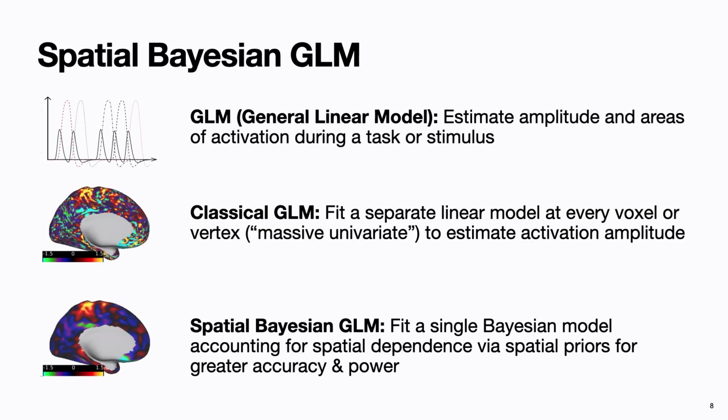Okay, so you are probably familiar with the GLM for task fMRI analysis. A spatial Bayesian GLM is just a generalization or an extension of the classic massive univariate GLM. GLM refers to a general linear model, and the goal is to estimate amplitude and areas of activation during a task or stimulus. In the classic GLM, we're fitting a separate model at every voxel or vertex in this massive univariate approach. Whereas in a spatial Bayesian GLM, we're fitting a single model accounting for spatial dependence via spatial priors, and this is going to gain us both accuracy and power, particularly for first-level modeling.